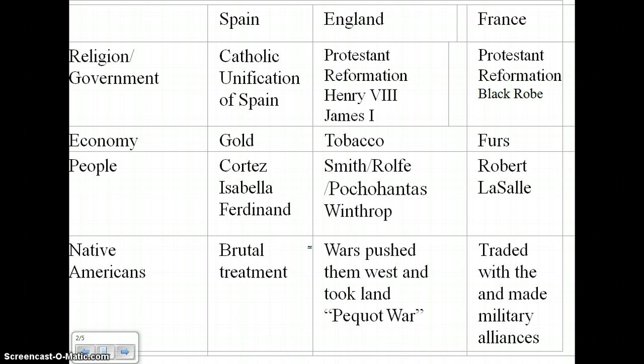Earlier in the week, we spent a lot of time talking about the difference between Spain, England, and France. This is one of the more popular questions that the AP asks. The AP will often have an essay asking about the different motivations, the different treatment of Native Americans, the different cultural aspects of these three important world powers. So with that in mind, let's refresh our memory a little bit about this.